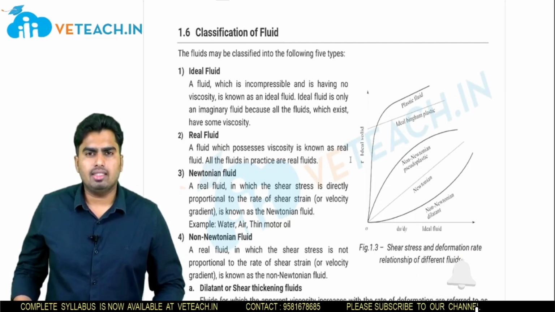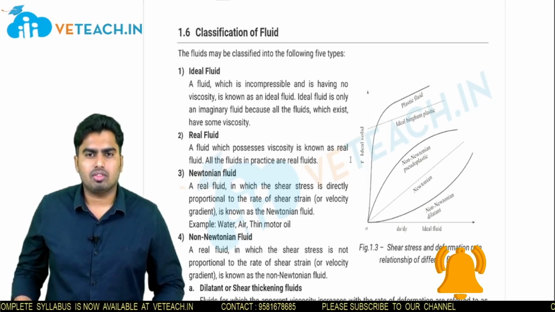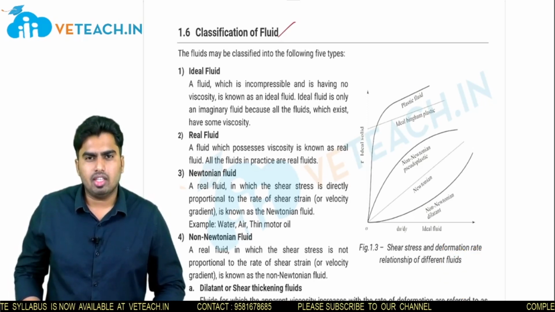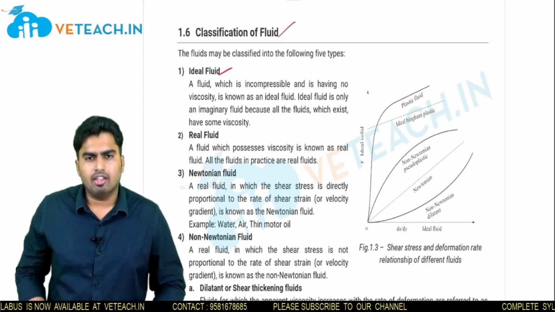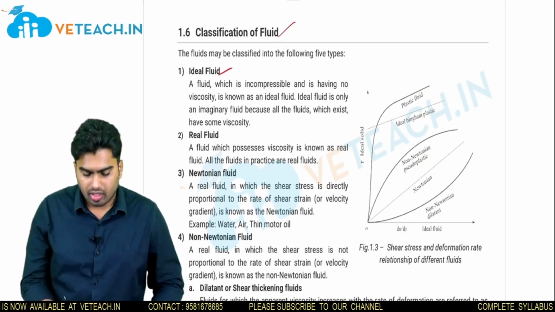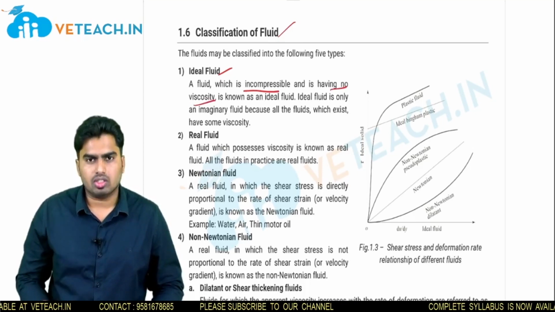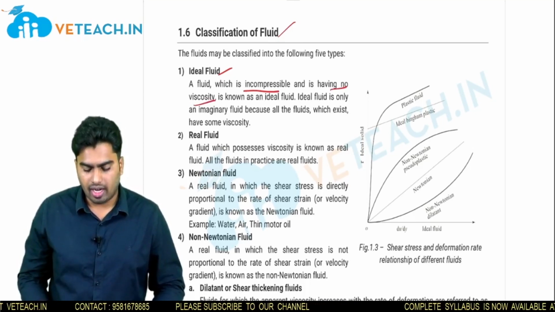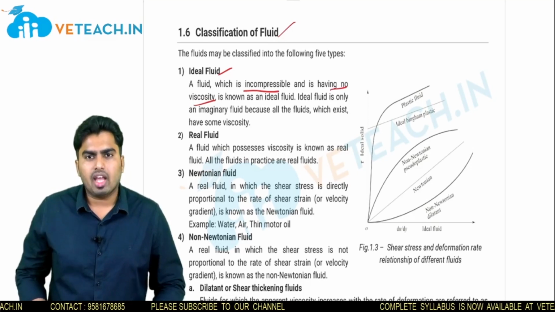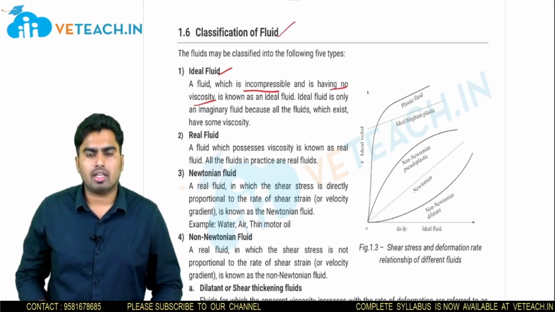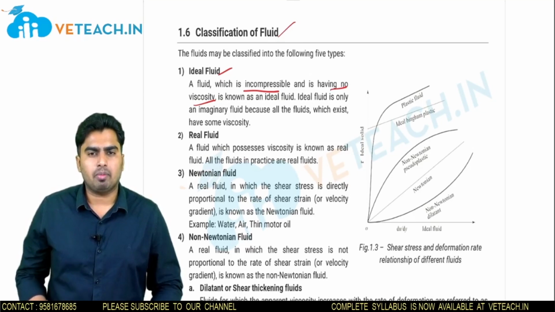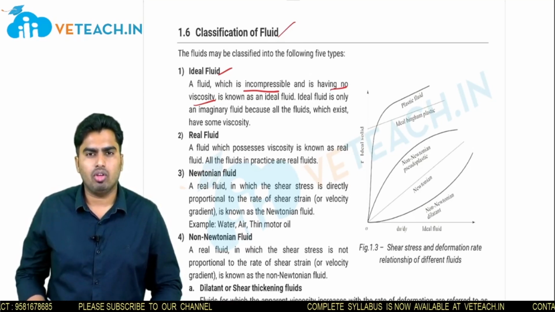So now let us discuss the classification of fluids. The first fluid is the ideal fluid. What is an ideal fluid? A fluid which is incompressible and has no viscosity is known as an ideal fluid. But a really ideal fluid does not exist in practice. So for analysis purposes, we assume that an ideal fluid exists.